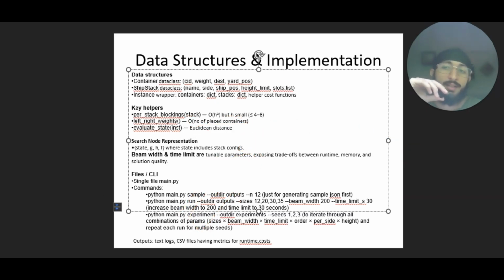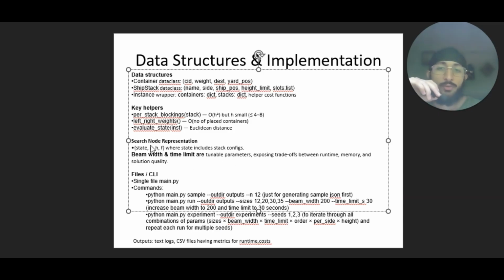Now, evaluate state is another function that we have, which computes the total cost of a state, that is the distance cost, along with the rehandle penalty and also the balance penalty. And here the distance cost is the yard to ship distance, which has been approximated as the Euclidean distance between the container's yard position and the position of the stack on the ship.